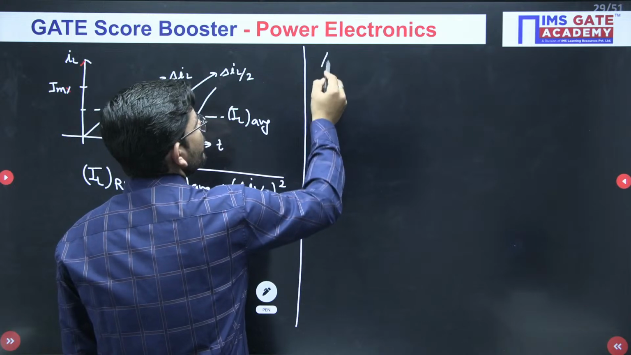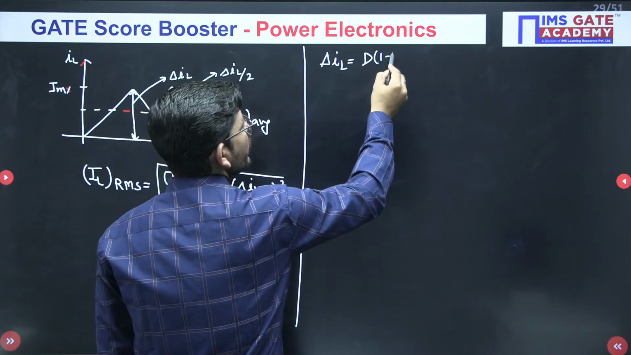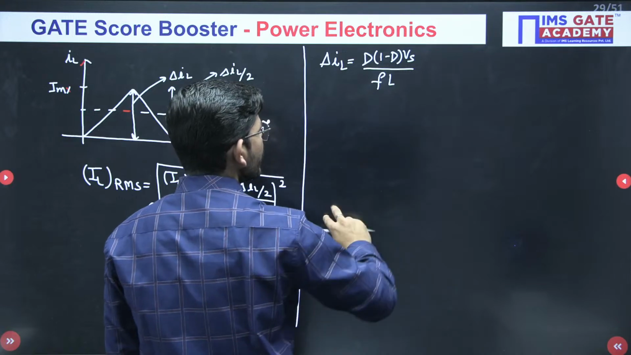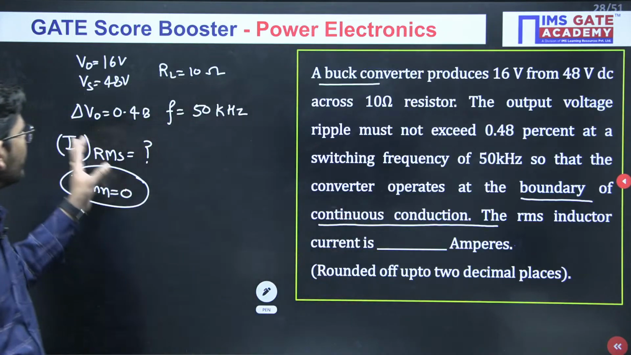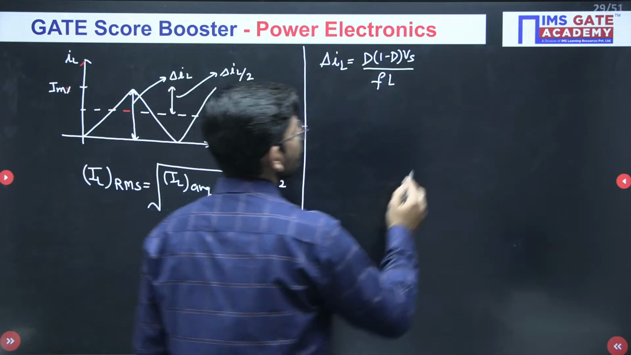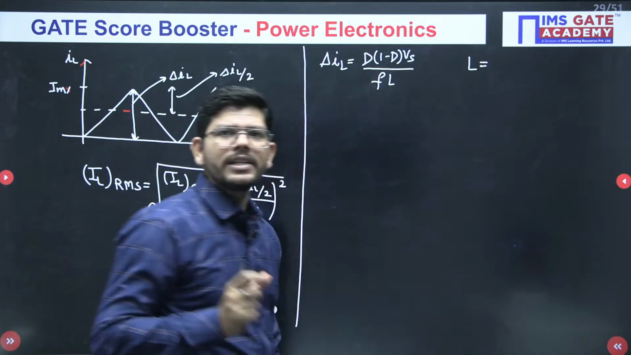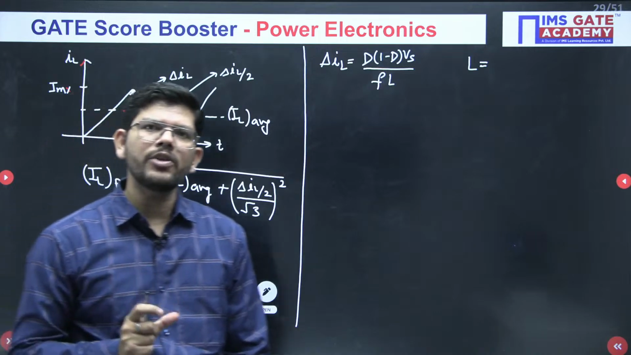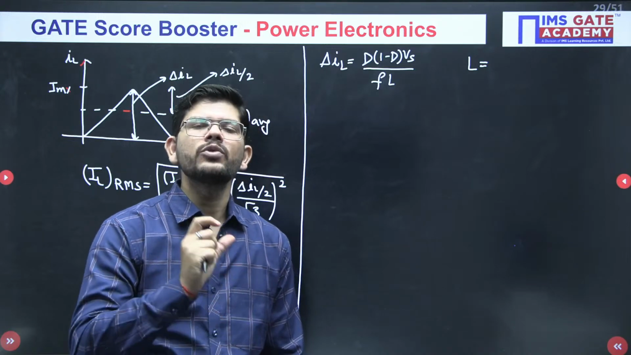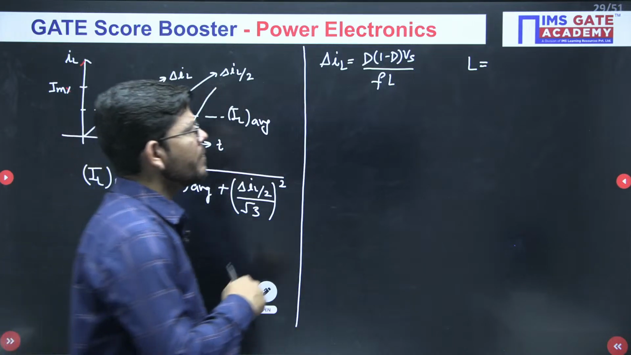So how do we calculate all these things? Just see. If we want to calculate delta IL, the formula is D(1 minus D)Vs over FL. Now here we have everything, but we are not given the value of L. So we have to calculate the value of L. How can we calculate it? Critical inductance. The converter is operating at the boundary of continuous and discontinuous conduction, meaning the inductor has a critical value, isn't it? So what is the value of critical inductance in case of the buck converter?